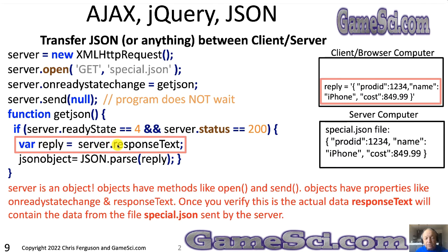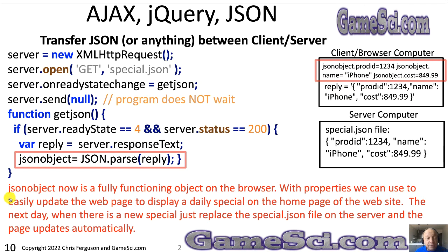var reply equals server.responseText. The server is an object in this example. Objects have methods like open and send, right there and right there. Objects have properties like onReadyStateChange and responseText. Once you verify this is the actual data, the responseText property will contain the data from the file special.json sent from the server. This is a file sitting on the server. I sent it back to the client, and now the client has it in its variable reply. All the text from the file is now in this reply string.